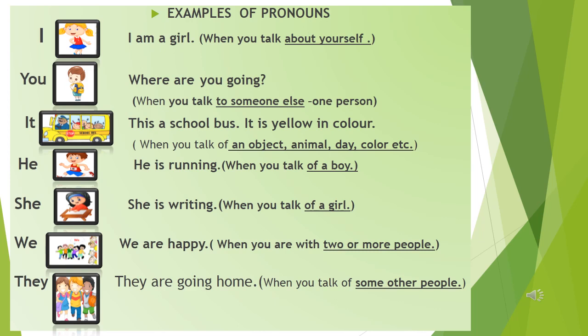Like I am a girl or I am a boy. I am reading. I am going to sleep. And as I already explained to you that am is used with the pronoun I, and am is not used with any other pronoun except I.